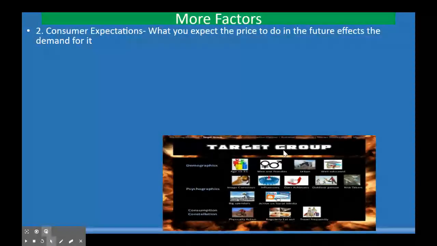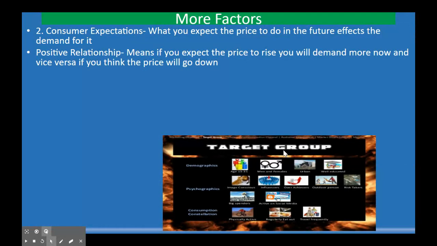We also have consumer expectations. Consumer expectations is what you expect the price to do in the future affects the demand for it. Sometimes you have a positive relationship, which means if you expect the price to rise, you will demand more now, and vice versa if you think the price will go down. An example of this was if a hurricane were going to hit in 3 days, naturally the demand for water and batteries and toilet paper and all those other things would naturally go up.